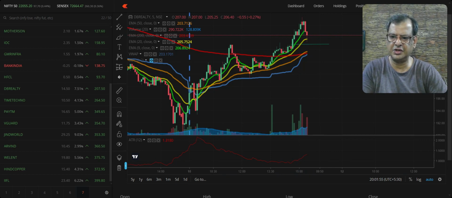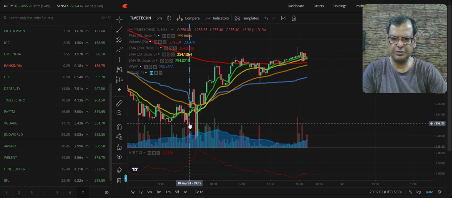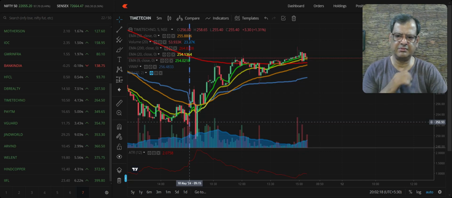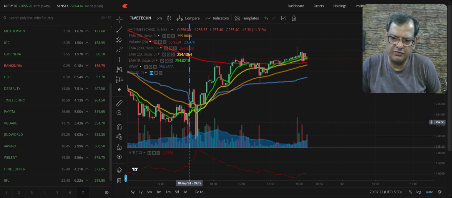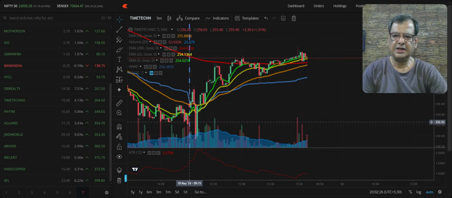Let's look at another chart, Time Techno. Now Time Techno again. Let's see Time Techno. 252.10, and you opened at gap up, but it's a red candle because it opened at 256 and closed 60 paisa below. But still you made some, you have got a 1.31% gain, but it's red because the close is lesser than the open.